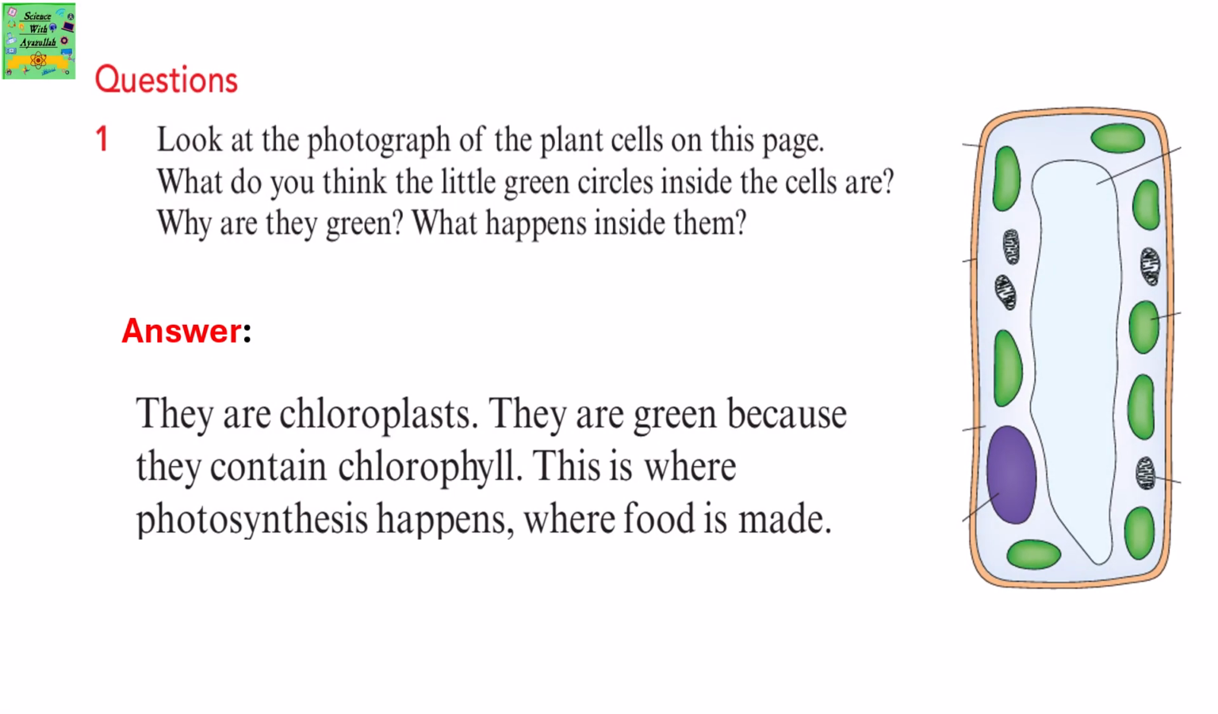These are the questions to Unit 1 cell. Look at the photograph of the plant cell on this page. What do you think the little green circles inside the cells are? Why are they green? What happens inside them? Answer: they're chloroplasts. They're green because they contain chlorophyll. This is where photosynthesis happens and food is made.